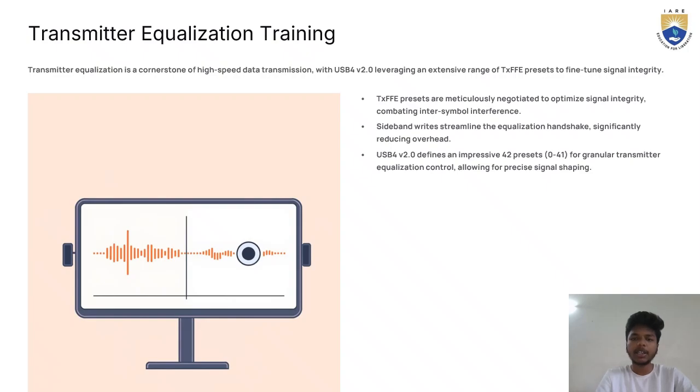and significantly reduces overhead. And the last one is that USB4 version 2.0 defines an impressive 42 presets, numbered 0 to 41, for granular transmitter equalization, allowing for precise signal shaping. This is the usage of transmitter equalization in training.